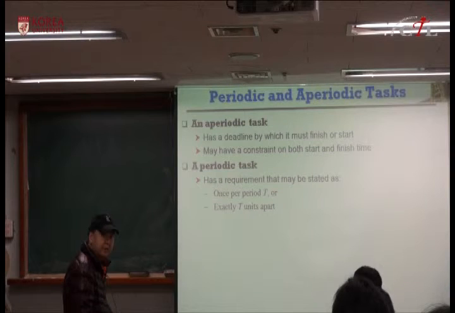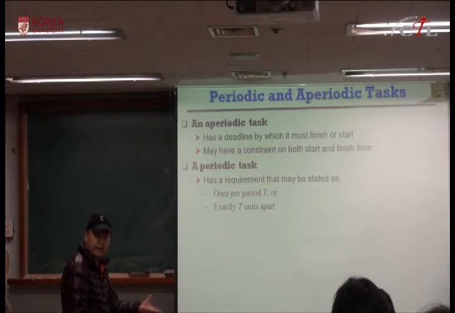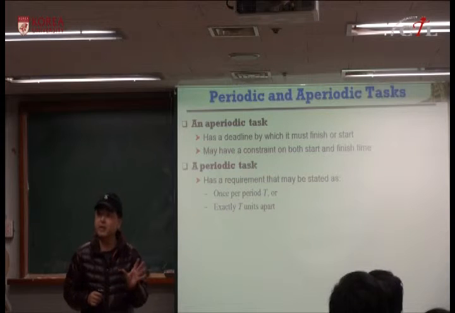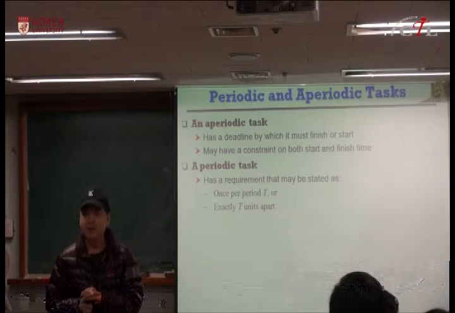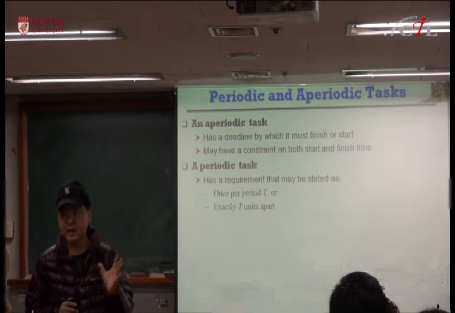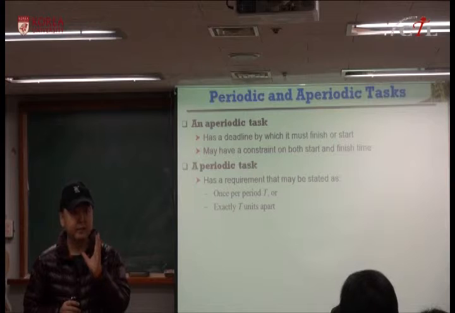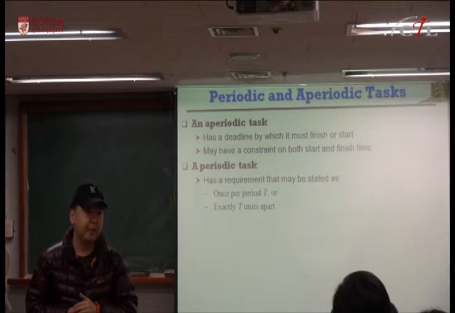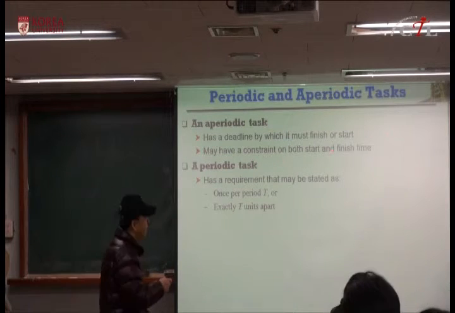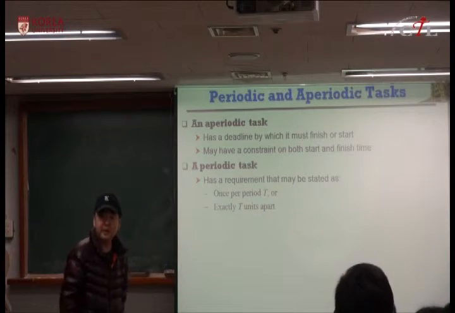Real-time tasks can also be classified into periodic tasks and aperiodic tasks. Aperiodic task means non-periodic task. An aperiodic task has a deadline by which it must finish or start. So the deadline can be start time or finish time. In some applications you have to guarantee the start time. In some applications you have to guarantee the finish time, okay? And in some situations, you have constraints on both start time and finish time. You have to satisfy both.